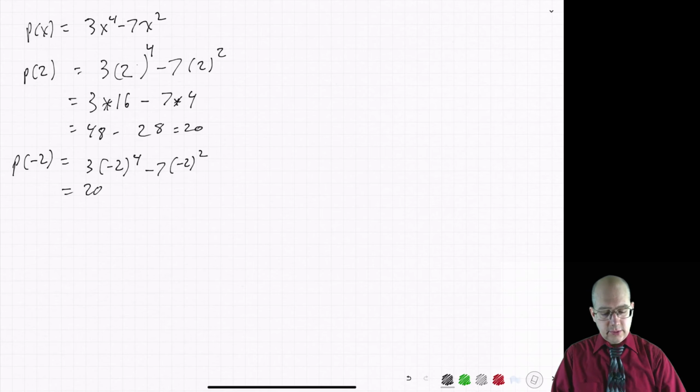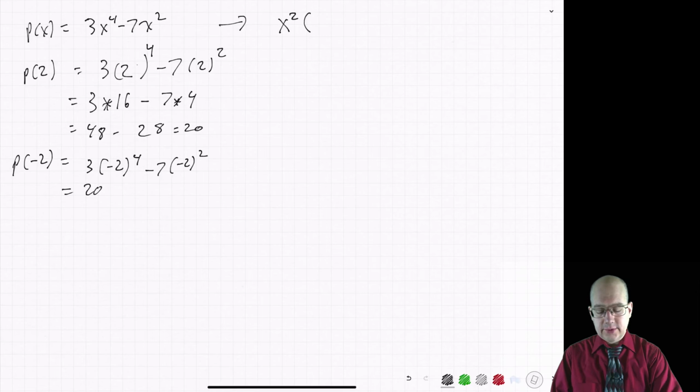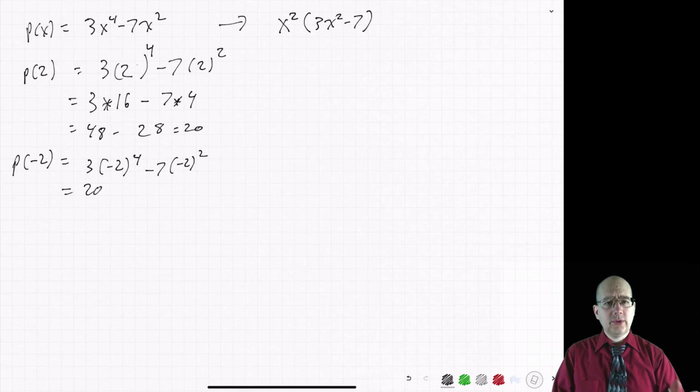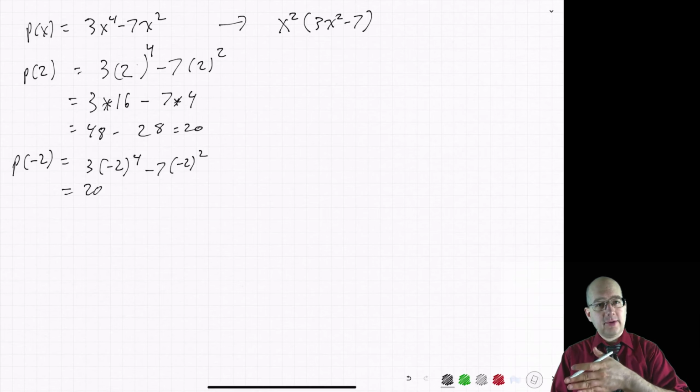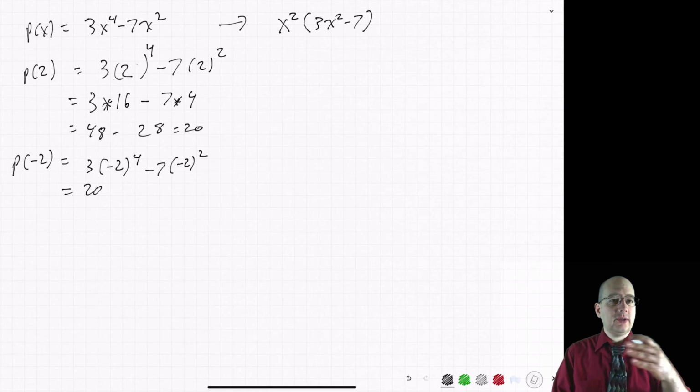The other thing we can do with this thing is we can factor it. So this is x squared times 3x squared minus 7. What did I do? I saw that there was an x squared in both terms, and I factored it out. Now, it's a little hard to see the factoring versus checking that it worked.